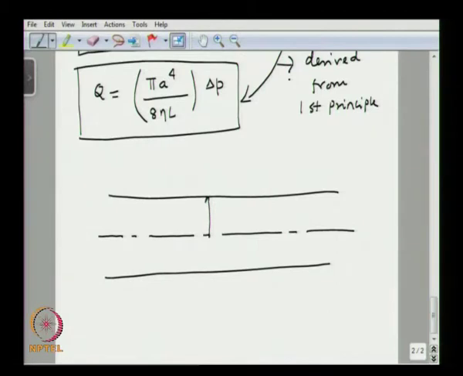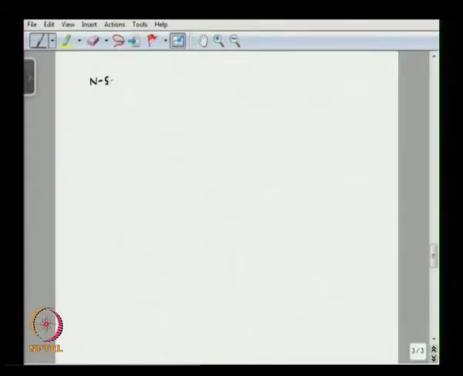Let us say this is the radial direction, this is 0 and this is the axial direction z, this is r equal to R. So this is called Hagen-Poiseuille flow. Hagen-Poiseuille flow is a special case of the Poiseuille flow where we are talking about flow in a circular channel cross section.